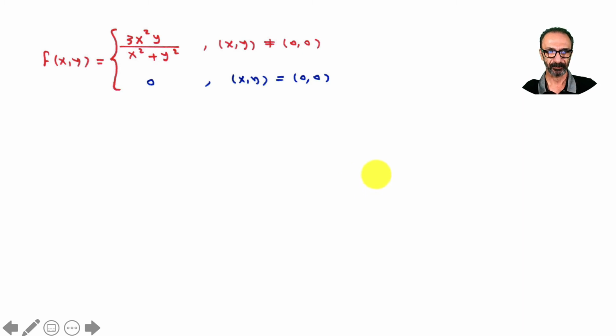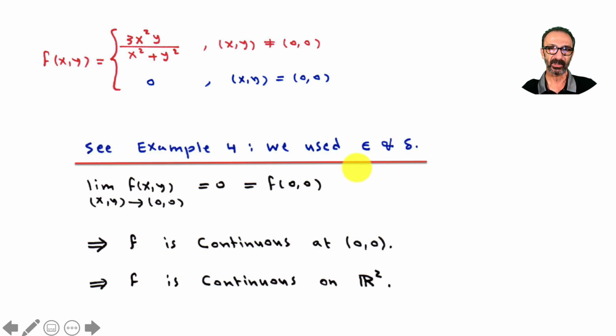Here's another example. Going back to example number 4 in my video, when we used epsilon-delta, we know that the limit of this was 0 and we proved that it's 0. Now it's defined on the origin to be 0 also. So the limit is 0, which is exactly the same output as expected or wanted. So f is continuous at 0, 0. So f is continuous everywhere, and usually the domain is part of the xy plane. This is the xy plane.